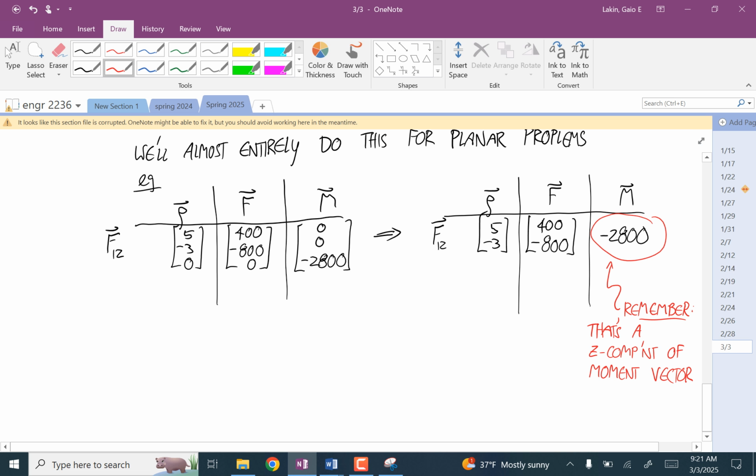So if rho and F are only in the xy plane, the cross product has to be perpendicular to both of them. So there's only two directions that are perpendicular to two random vectors in the xy plane. That's a vector in the positive z or a vector in the negative z. Okay. So for us, you can write it like this. Just don't be sloppy with your thinking. Remember that moments are always vectors. And what that -2800 really means is a moment vector of 0, 0, -2800.